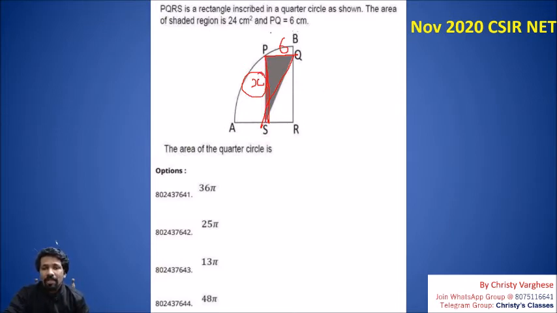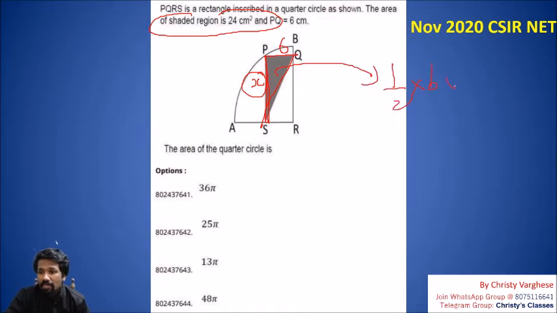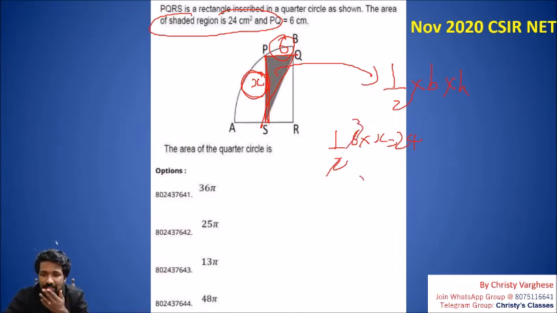You can find PS length using the idea that area of the shaded region is 24 cm square. Area of a triangle is half into base into height. The base is 6, then height is X. That means half into 6 into X is equal to 24. Simplifying that, you will get the value of X. X is equal to 8 cm. X is equal to 8 cm means PS is 8.